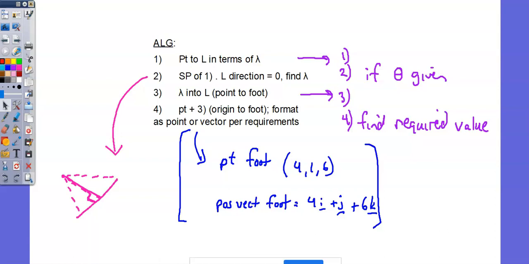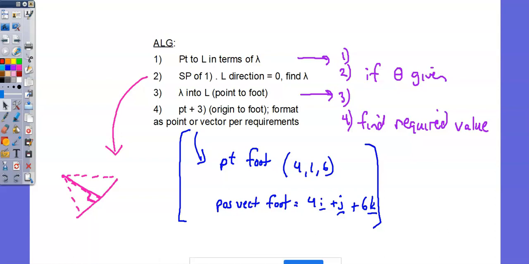If we're given a particular angle, then that's not based on the perpendicular relationship, which means that the scalar product is not 0. So if we're given a particular angle, then whatever lambda we find will fit based on whatever the scalar product that we set up ends up being. So it could be that you are given a point and a scalar product of 0, if that's perpendicular, and then you need to find the value of lambda.